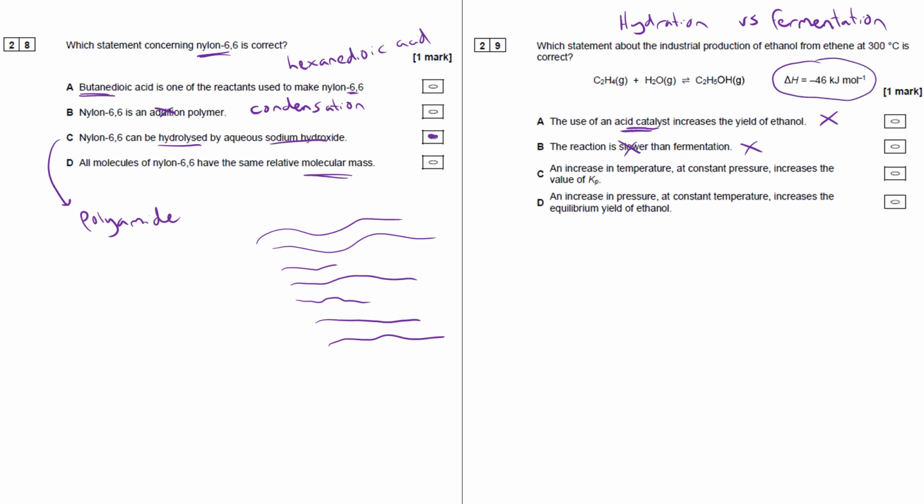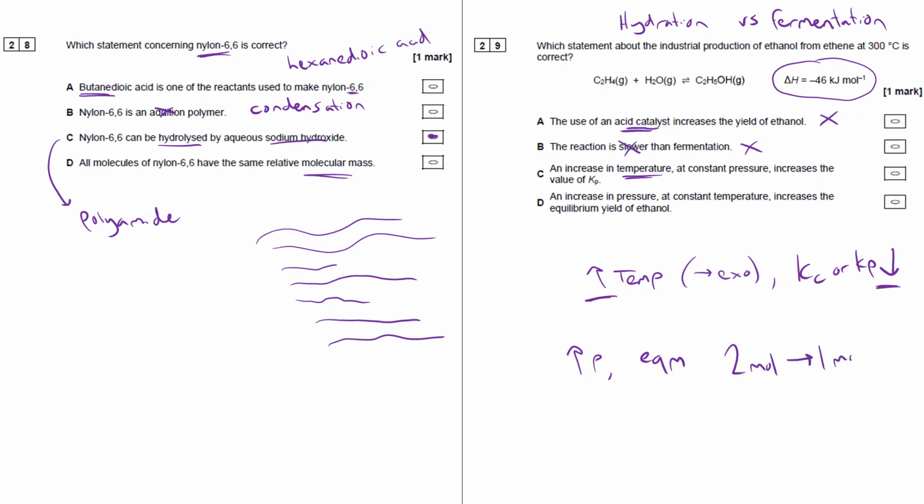The forward reaction is exothermic, so if we were to increase temperature, the value of the equilibrium constant would decrease. The higher temperature would cause a lower value of A. And then option D, if we were to increase pressure, equilibrium shifts to the side with fewer moles of gas. So you've got 2 moles of gas on the left, 1 mole on the right. So higher pressure, equilibrium is going to shift right, and you would have a higher yield of ethanol. D is the correct answer there.